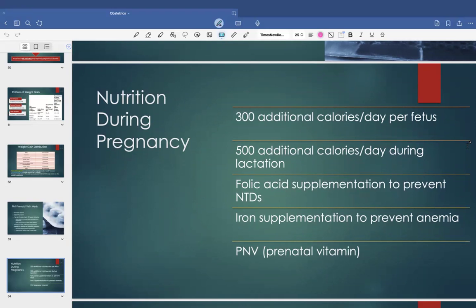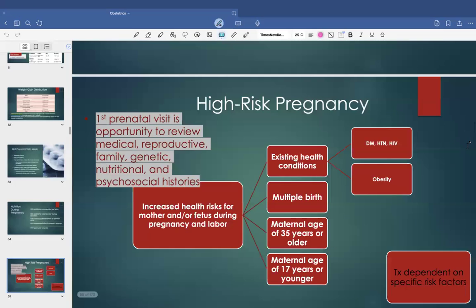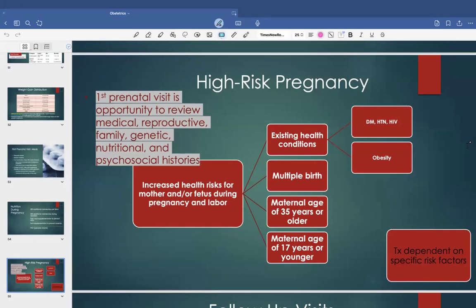Folic acid supplementation prevents neural tube defects. Iron supplementation prevents anemia, and the prenatal vitamins are kind of a repeat of the other slide. The first prenatal visit is an opportunity to review medical, reproductive, family, genetic, nutritional, and psychosocial histories, which we talked about earlier.